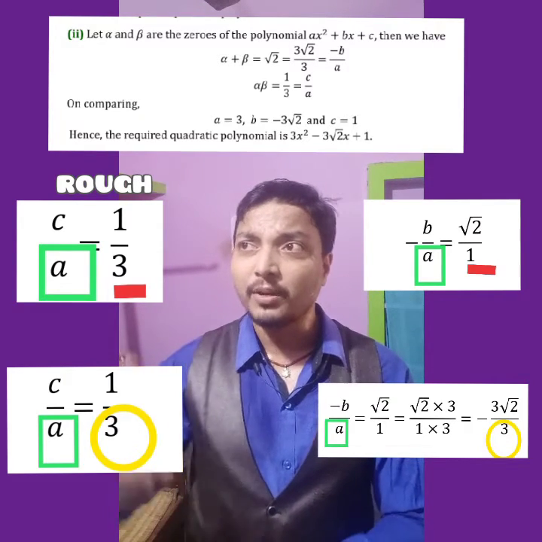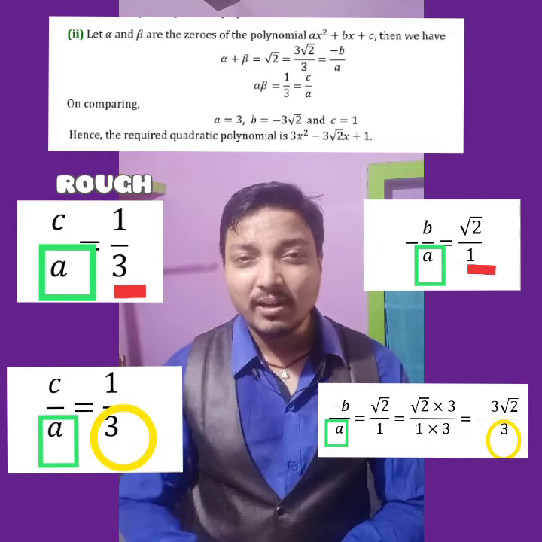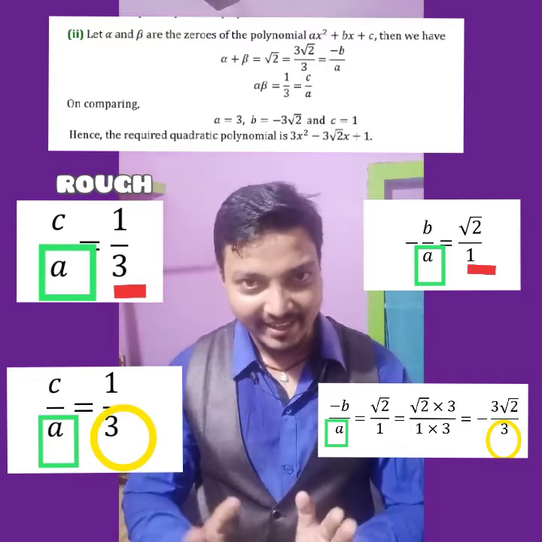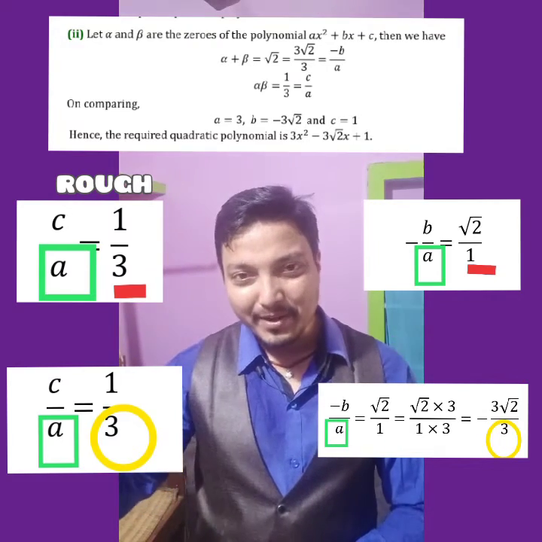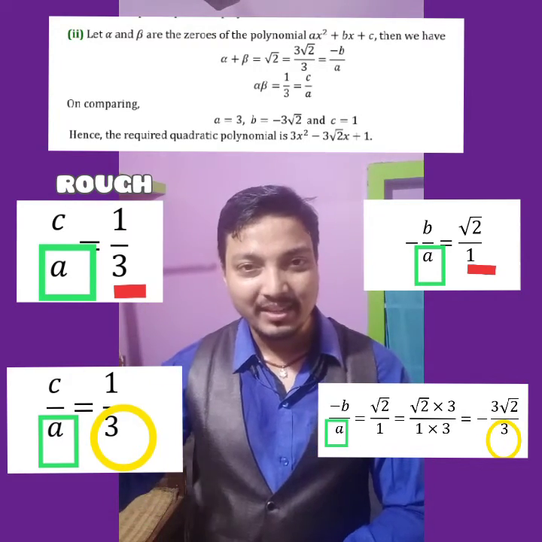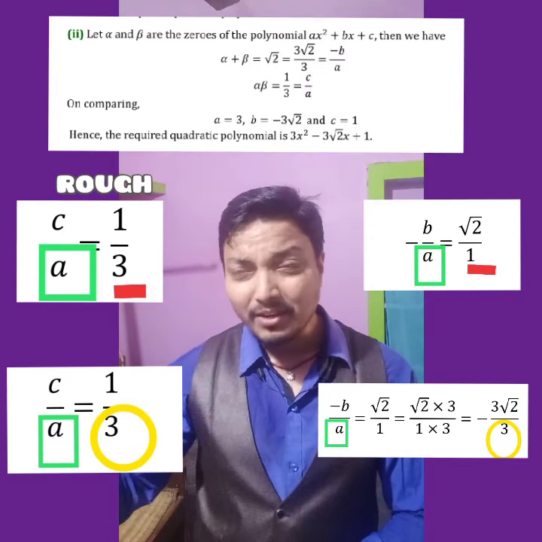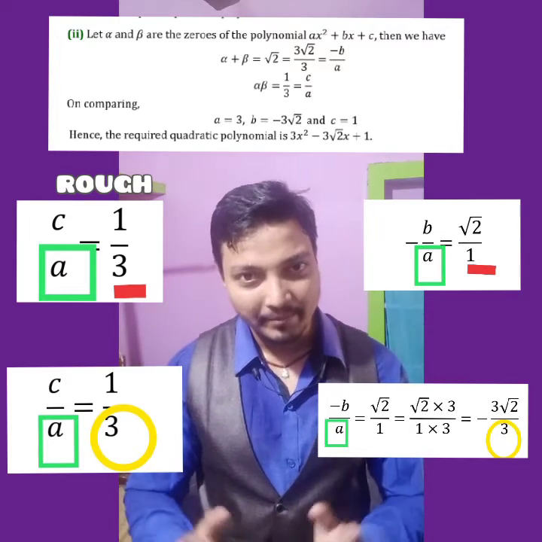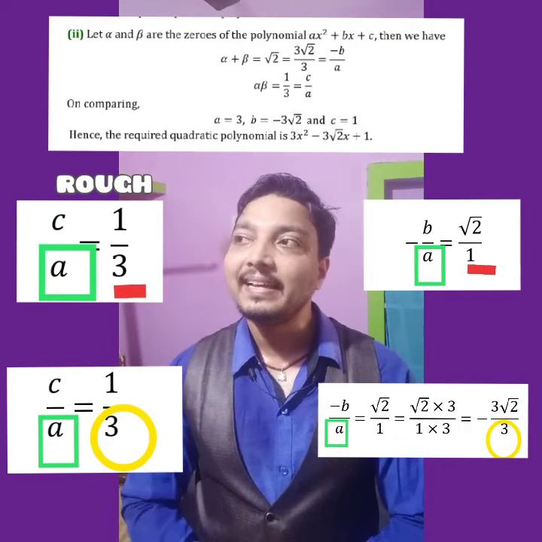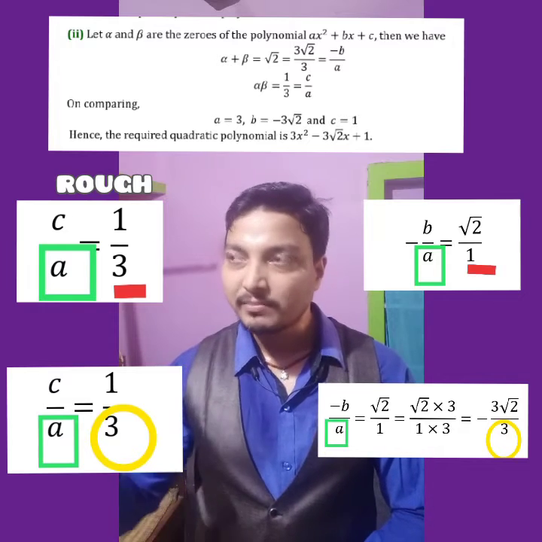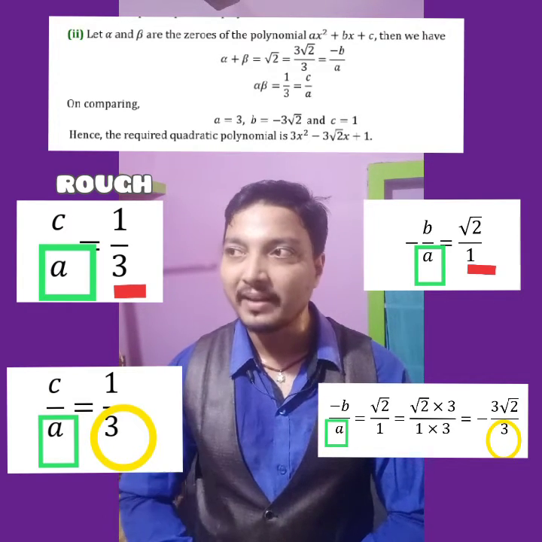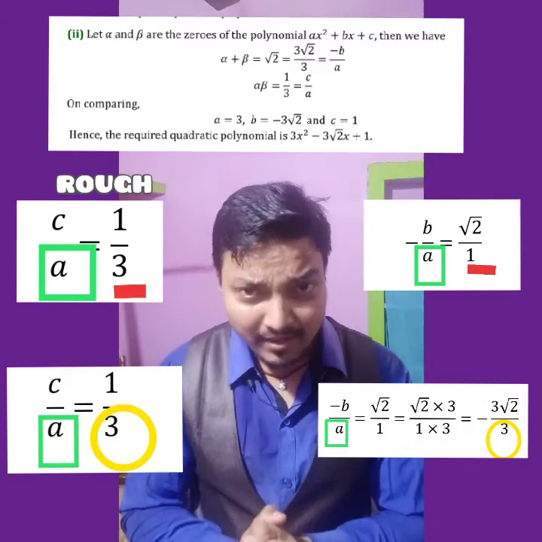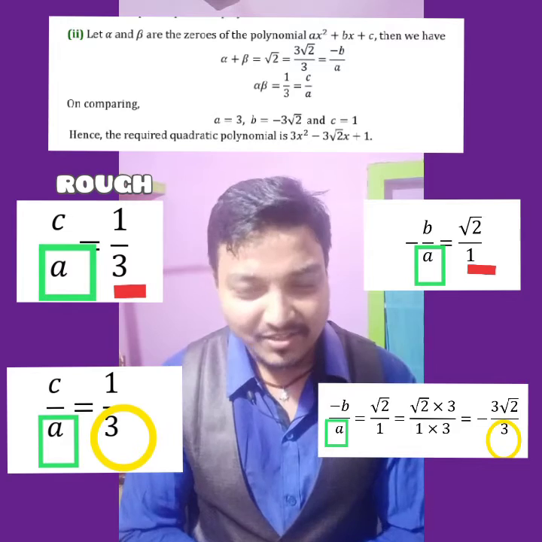Then from the upper one, minus b is equal to 3 root 2, so b is equal to minus 3 root 2. Ready? Whenever I am comparing the numerator, minus b equals 3 root 2, so b is equal to minus 3 root 2. Then from the right side, c is matching with 1. So I got a as 3, b as minus 3 root 2, and c as 1.